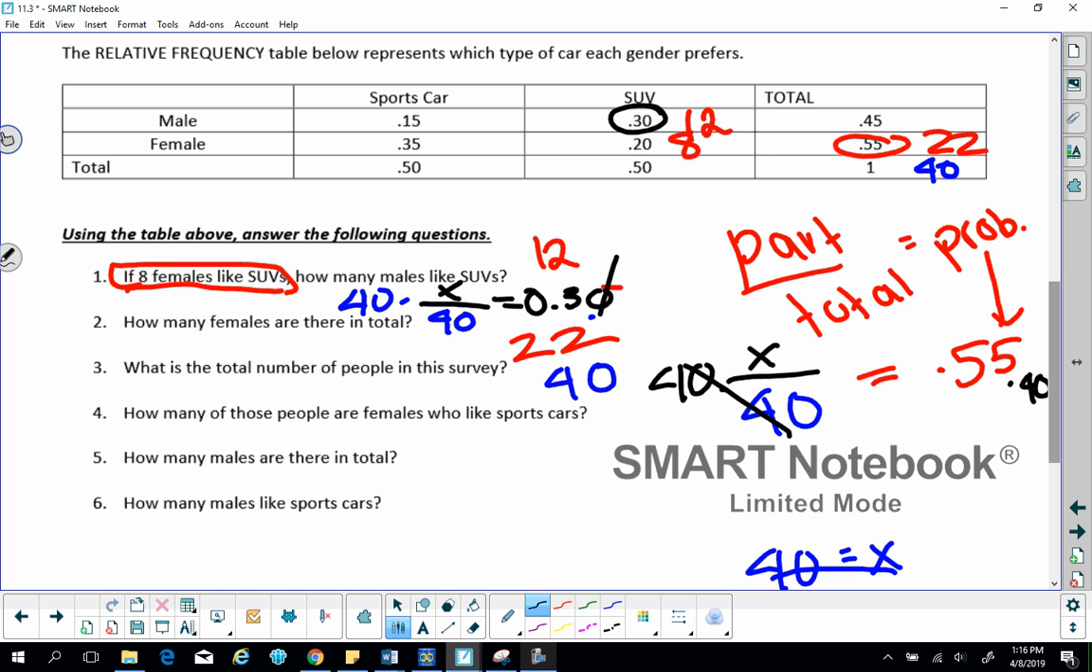All right, how many people are females who like sports cars? Where is that? Which number? 0.35. And all we're doing is multiplying it by the total. What's the total? Total people? 40. You can set it up like this each time, but all you're doing is multiplying the decimal times the total people. What is 0.35 times 40? 14.